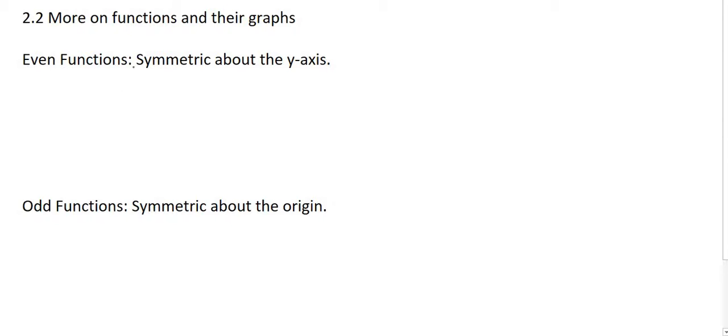The definition of an even function is a function that's symmetric about the y-axis. So what I mean is, if you took, say, a parabola, then it should be symmetric about the y-axis. Every point on this side has a corresponding point on the other side. This is the graph of y equals x squared.